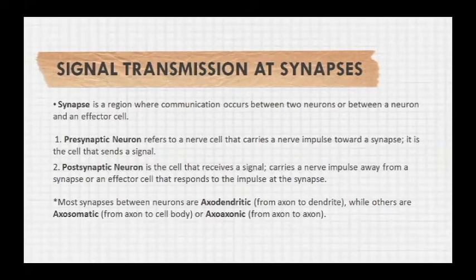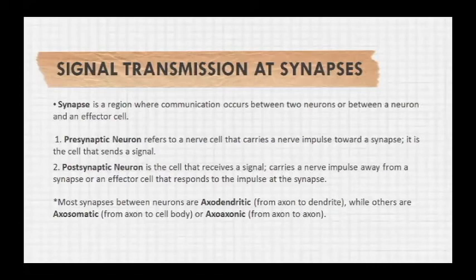Thus, it is the cell that sends the signal, meaning it is the neuron where synapse or nerve impulses originated, while the postsynaptic neuron is the cell or nerve cell that receives the signal coming from the presynaptic neuron. It carries a nerve impulse away from a synapse or an effector cell that responds to the impulse at the synapse.